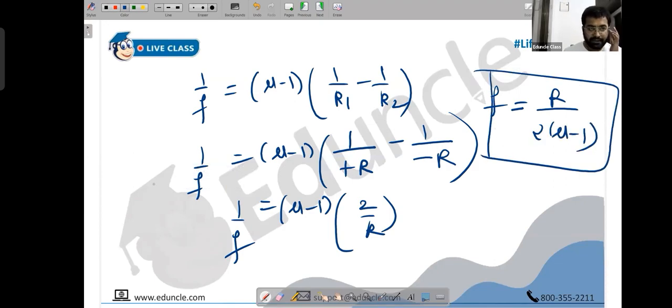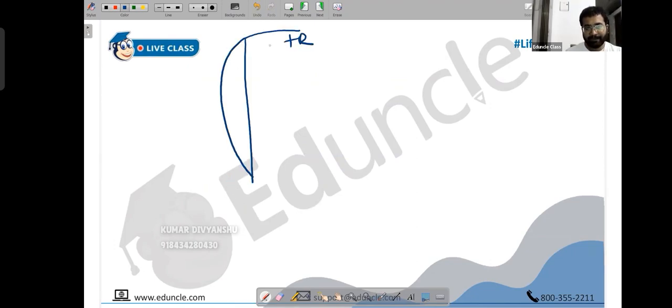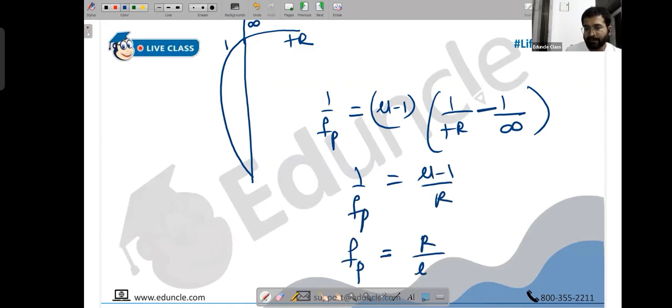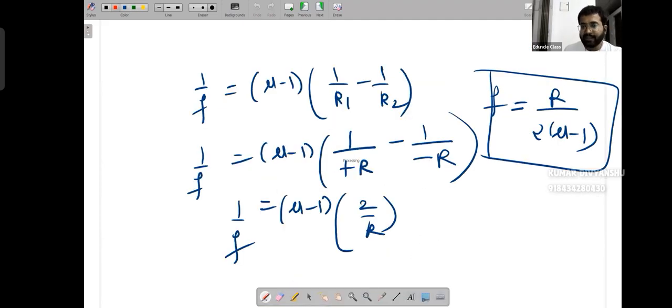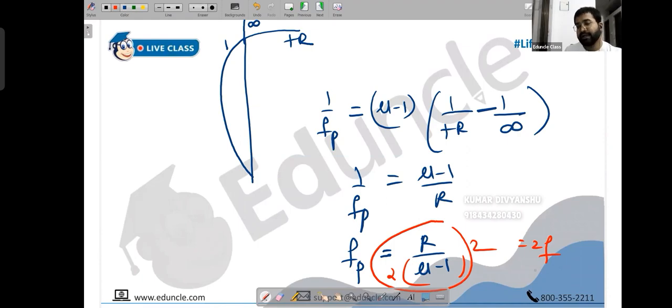Any doubts? No, sir. Okay, but what about the focal length of a plano-convex lens? Listen. Here the first r is plus r and the second one is infinity, because obviously it's plane. So 1 upon f of plano-convex is (mu minus 1) into (1 upon r1, which is plus r, minus 1 upon r2, that's infinity). So this is (mu minus 1) upon r. So the focal length of plano-convex is r upon (mu minus 1). Here it was r upon 2(mu minus 1), here it is r upon (mu minus 1). Let's multiply and divide by 2. Now this is the original focal length. So the focal length of plano-convex is twice the focal length of equiconvex.